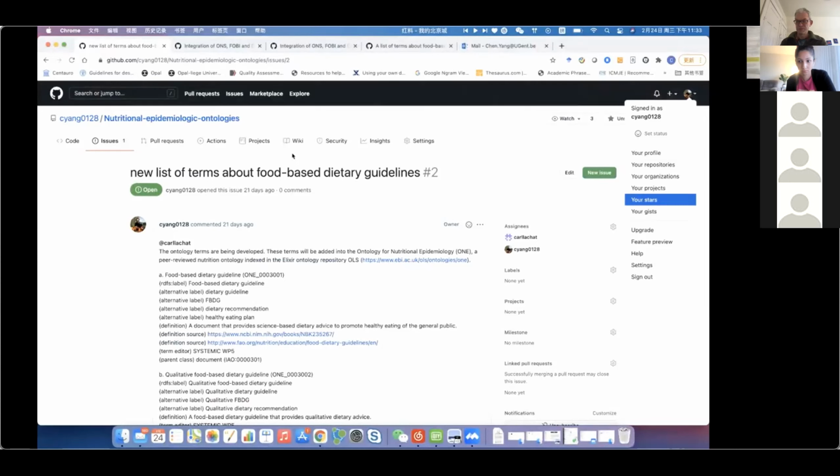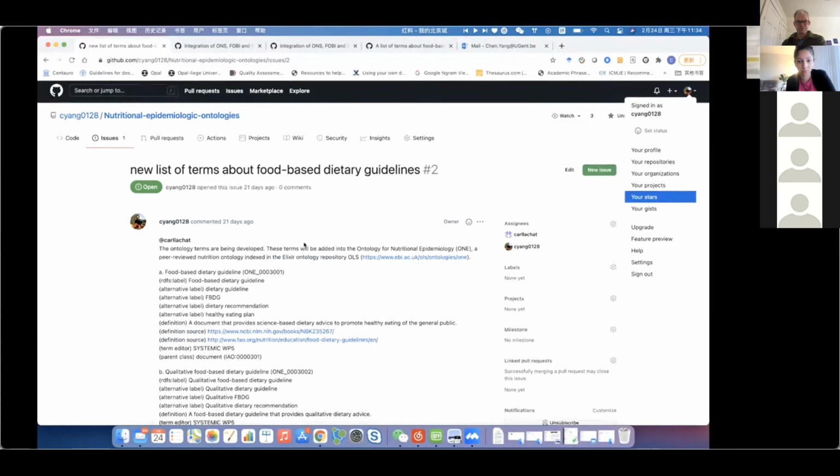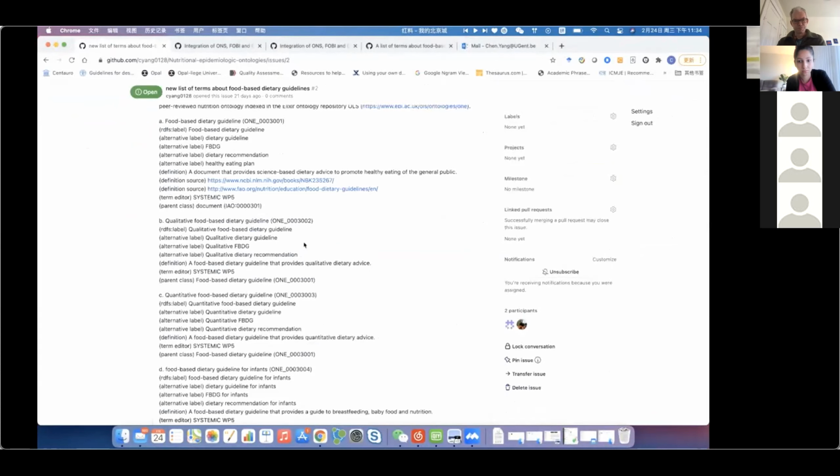So as a researcher during the project, our researcher group is responsible for the description of food-based data guidelines and standardization of the relevant information. So since I have the background of ontology, I'm responsible for the ontology regarding the food-based data guidelines. That's why these days we introduced this new list of terms, and here you can see in the GitHub repository of the ONE, the Ontology for Nutrition and Epidemiology, I have posted an issue and listed the relevant terms that we would like to use for the project.